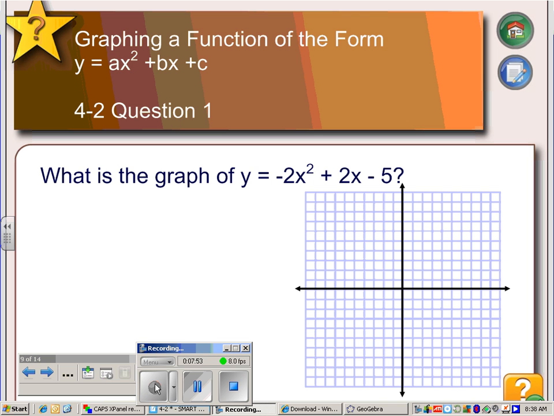Here's one for you to try. Press pause while you try it, and press play when you're ready to continue.